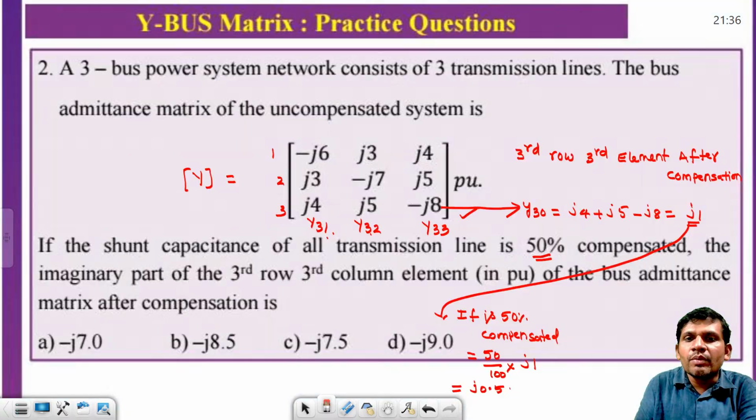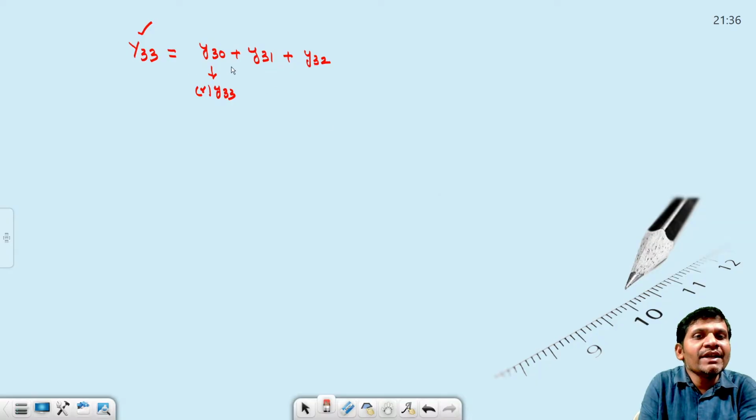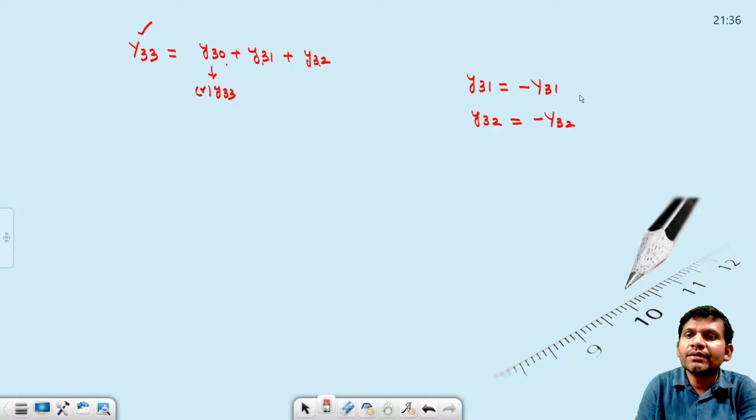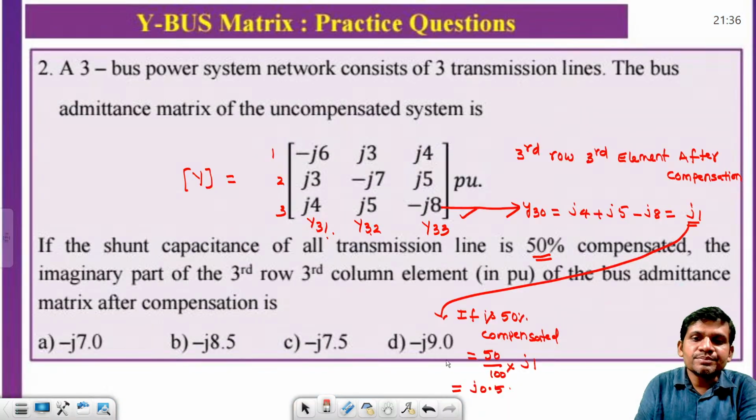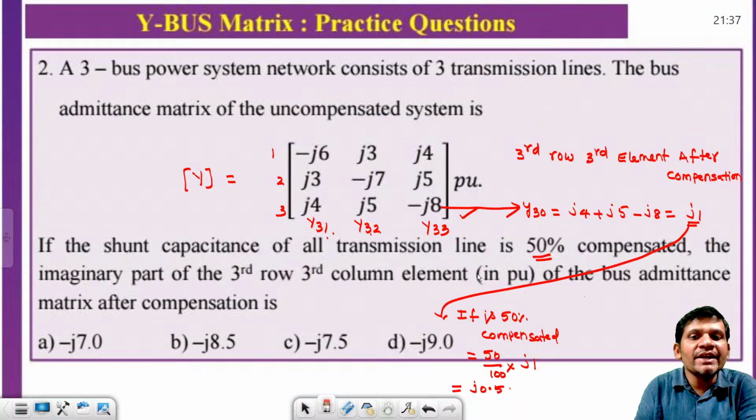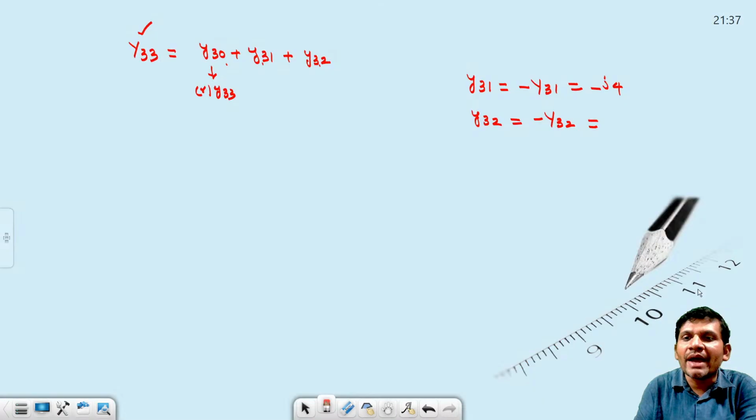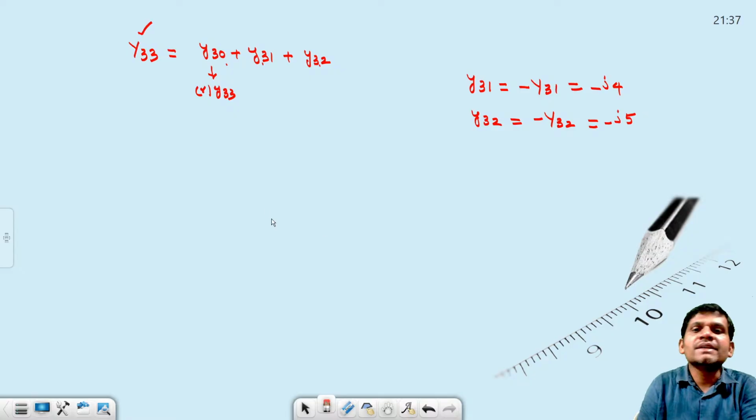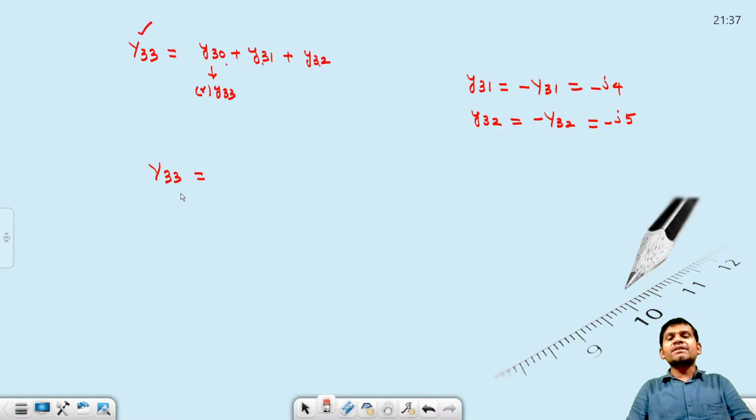But here what you have to calculate? Y33 equal to Y30, Y31 plus Y32. Now, what is Y31? Equal to minus Y31. What is Y32 equal to? Minus Y32. Clear? Y31 is J4, but here minus J4. What is Y32, friends? J5. This is minus J5. Now we are calculating this Y33 after shunt compensation. Now tell the final answer.